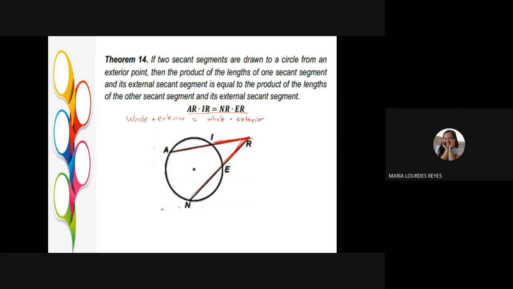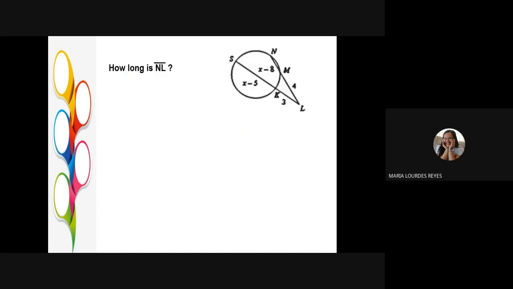So, let's have an example so that you would understand it better. It says, how long is line segment NL? So, which one is NL? This is N, this is L. So, we are talking about the whole thing. That's NL. Now, we already have ML. ML or LM, starting from M going to L. What is the measurement of this? This is 4. Now, we still need this. The measurement of this is x minus 8.